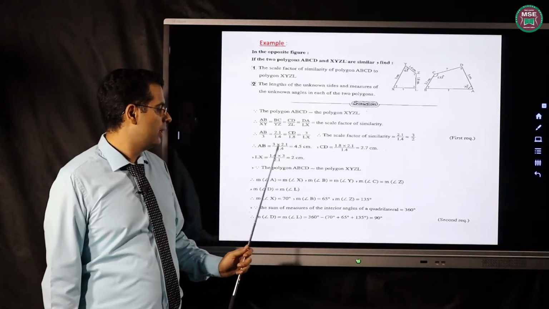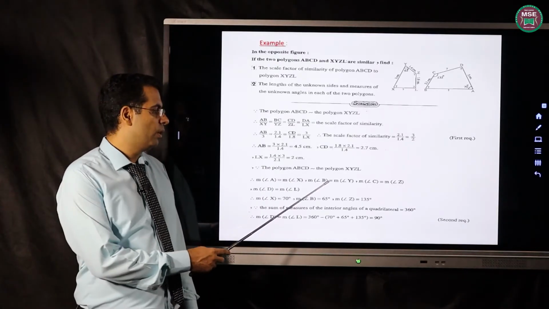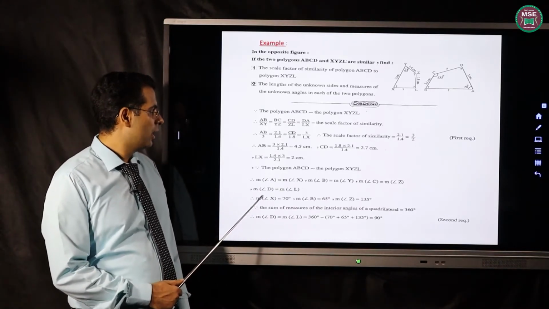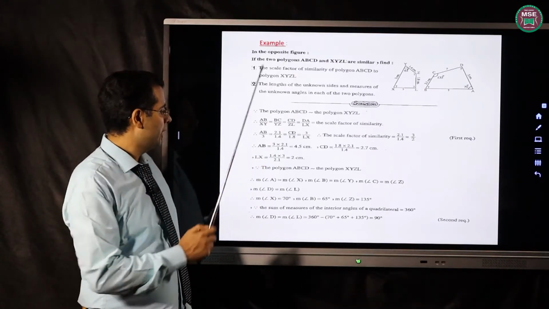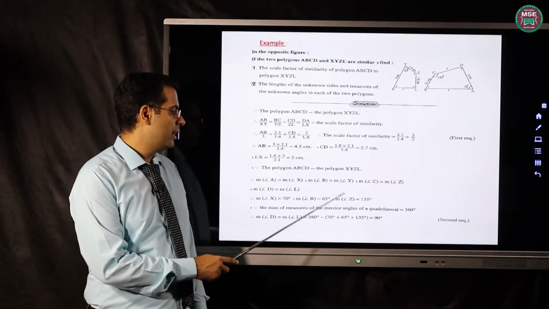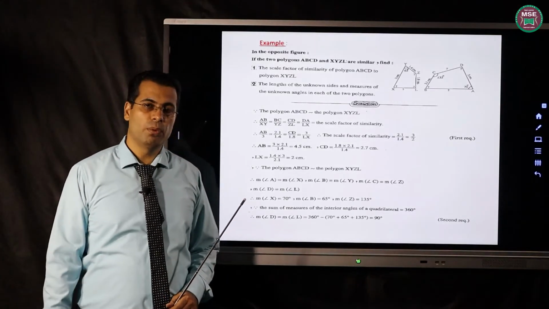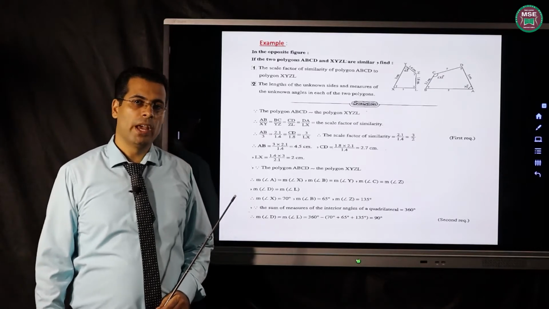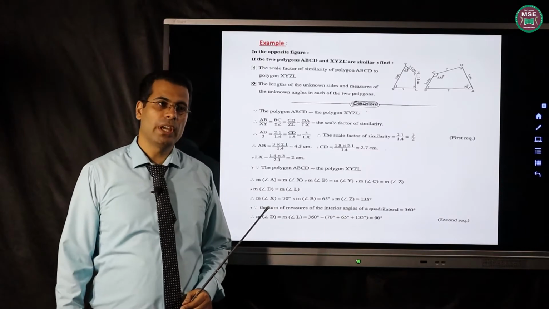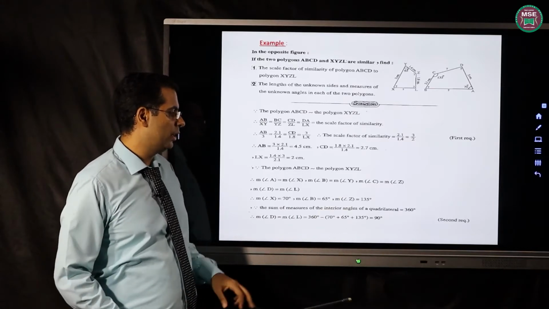Two polygons are similar, then the corresponding angles are equal. Measure of angle A equals measure of angle X, B equals Y, C equals Z, and D equals L. We have three angles: measure of angle X equals A, which equals 70 degrees, B equals Y equals 65 degrees, and Z equals C equals 135. We know that the sum of the interior angles of any quadrilateral equals 360 degrees, and we have three angles, which are 70, 65, and 135. We can get the measure of the fourth angle, which equals 360 minus the sum of these angles, giving 90 degrees.